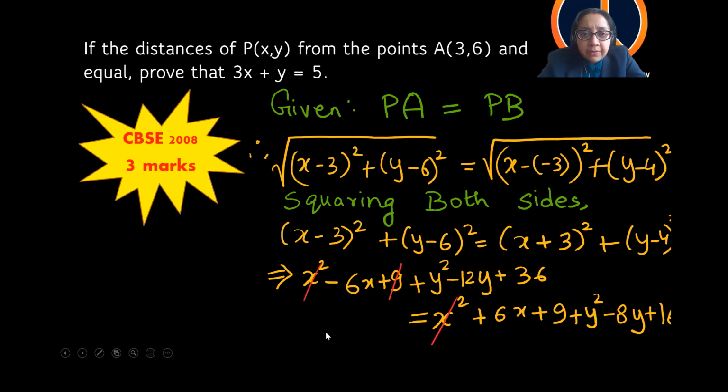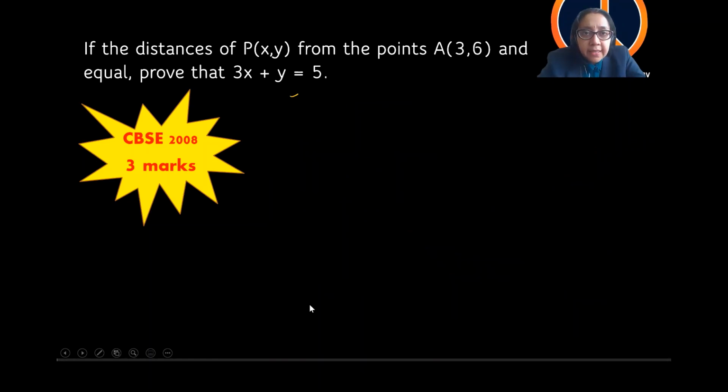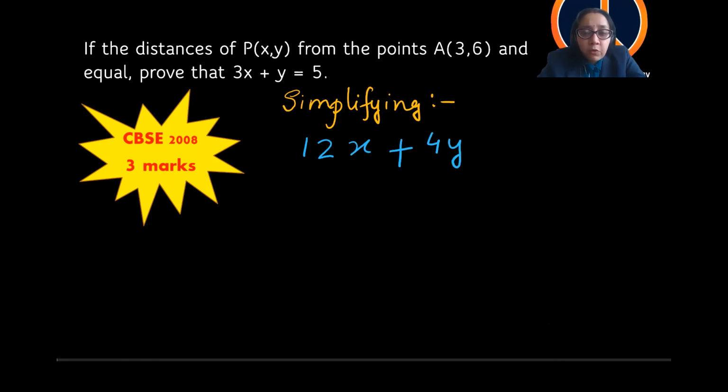You can simplify. You can see that x square and x square get cancelled out, 9 and 9 get cancelled out, right? Also y square gets cancelled out here. Okay, so take the only remaining things and you can simplify it further. So your answer becomes minus 12x minus 4y plus 20 equal to 0.